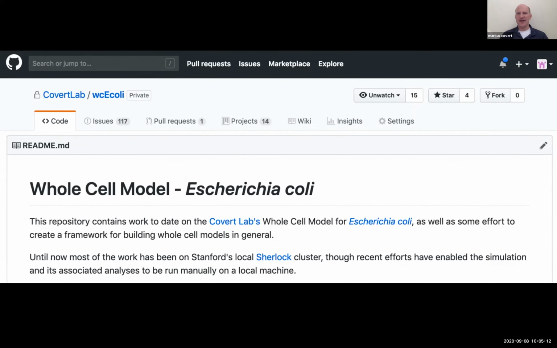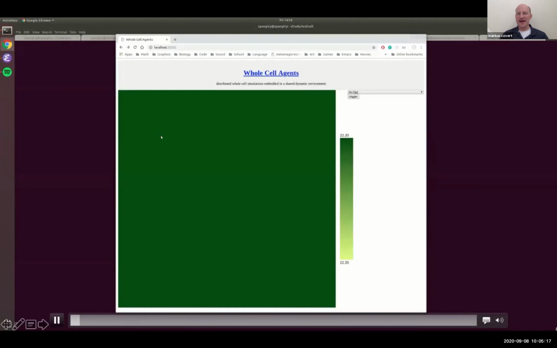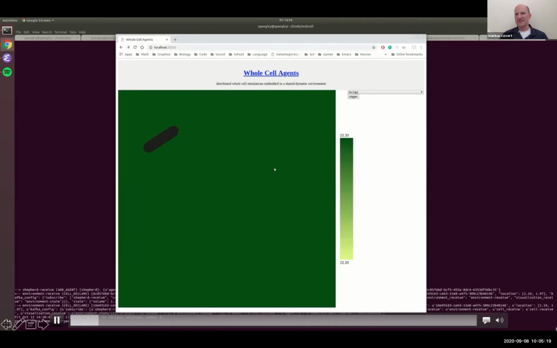This is totally available online. You can download it. We're also now doing multiple cells interacting at once. We're doing this on the cloud.